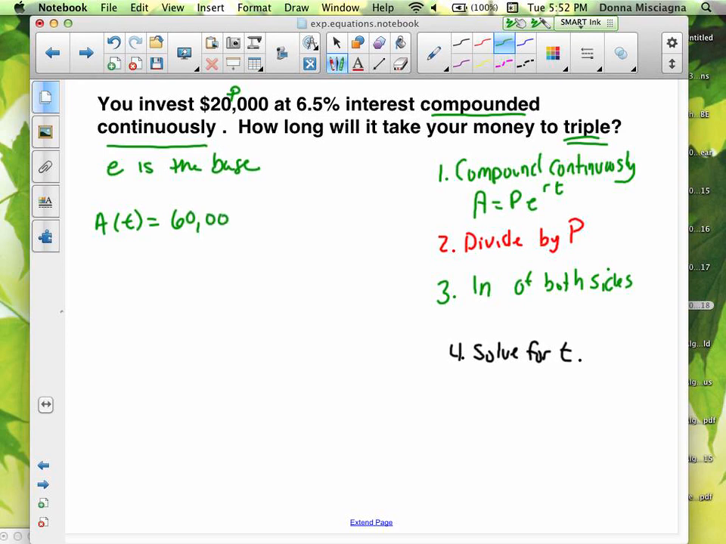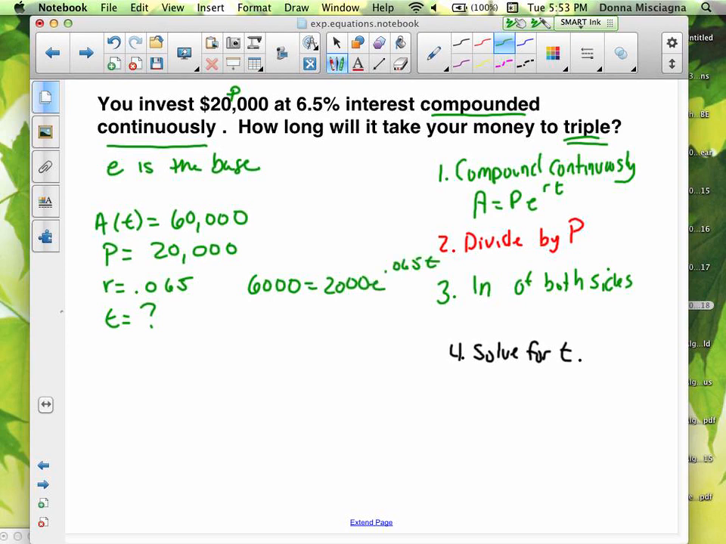All right, our principal is 20,000. And our interest rate is 0.065. And time is what we're solving for. So these ones are really easy. So 60,000 equals 20,000 e to the 0.065 t power.